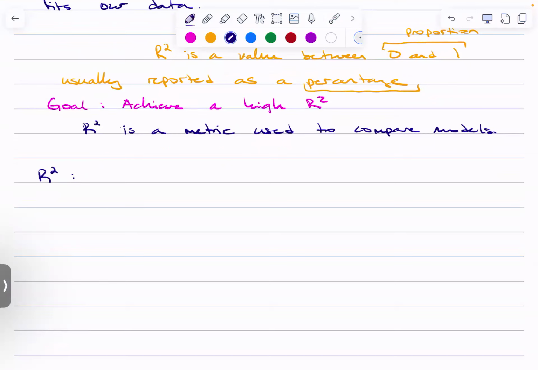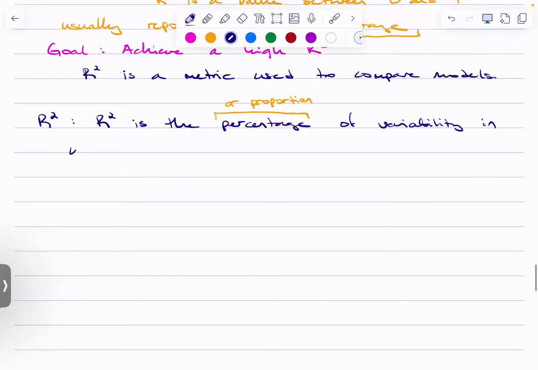And so R-squared is the percentage, or proportion, but usually in your report, you're going to talk about percentages. And so R-squared is the percentage of the variability in Y explained by the least squares regression line on X.